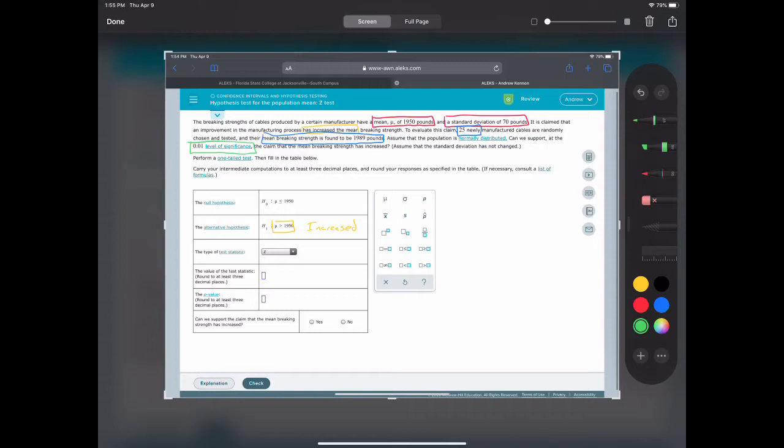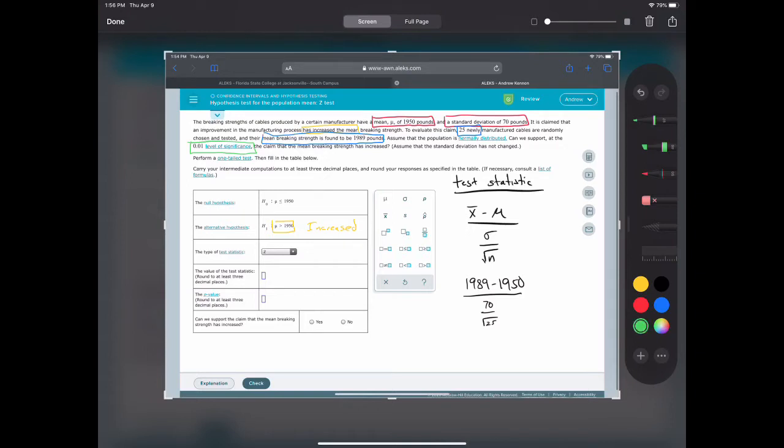The next thing we need is the z-test statistic, because we are working with a normally distributed population. To find the test statistic, we use the formula x bar minus the mean, divided by the standard deviation over the square root of n. Plugging in the numbers, it's 1989 minus 1950 divided by 70 over the square root of n. We tested 25 machines. This one's easy enough that we don't need a calculator.